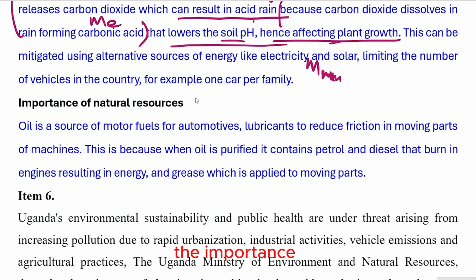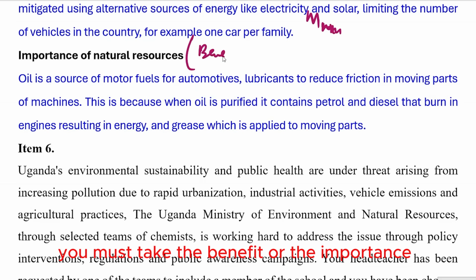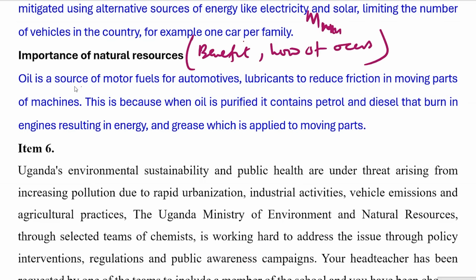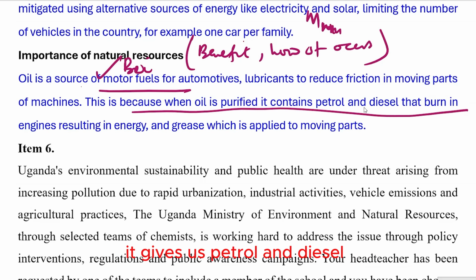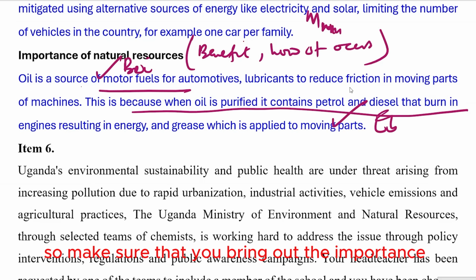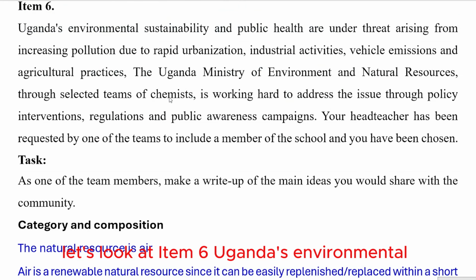So let's proceed to the importance. Now under importance of the natural resource, you must state the benefit or the importance, how it occurs. Oil is a source of motor fuels for automotives. Now this is actually the benefit. So how is oil a fuel? This is because when purified, it gives us petrol and diesel. So this is the how it occurs. So make sure that you bring out the importance and the explanation, and make sure the whole block statement has a meaning.